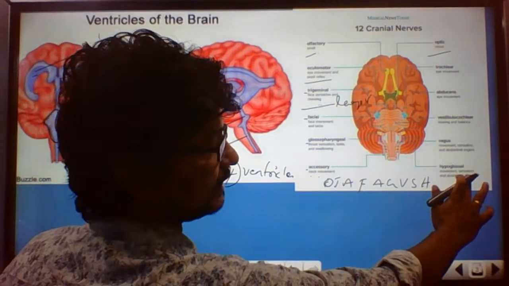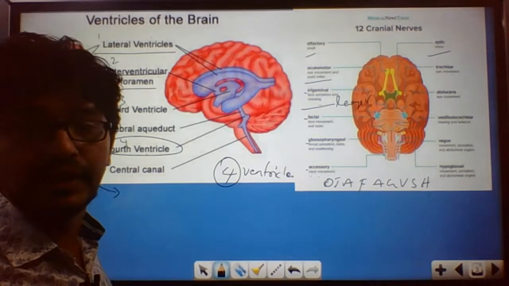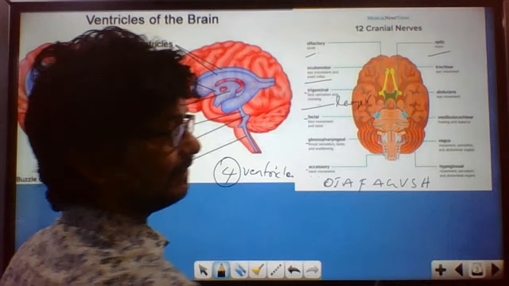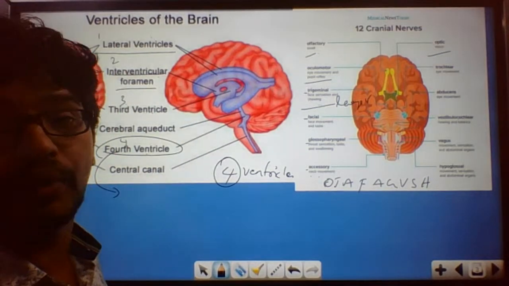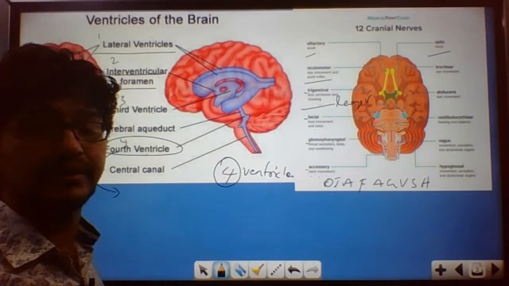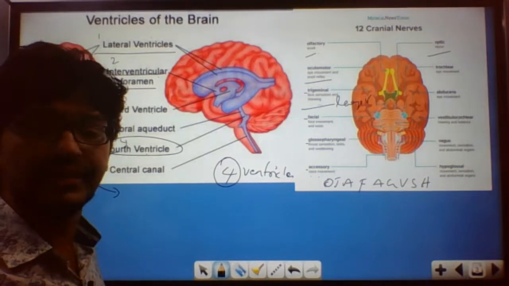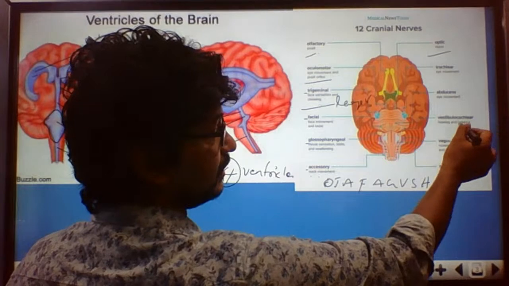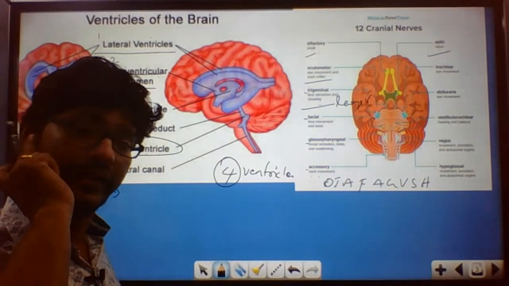Hypoglossal, it's a movement and sensation of the abdominal organs. For all the abdominal organs, these nerves are important. Vagus nerves are the sensation of the abdominal. Sometimes you feel pain in the abdominal organs, the stomach ache, all these things which come, right? This is because of vagus. Vestibulocochlear is for your hearing, for your ear.